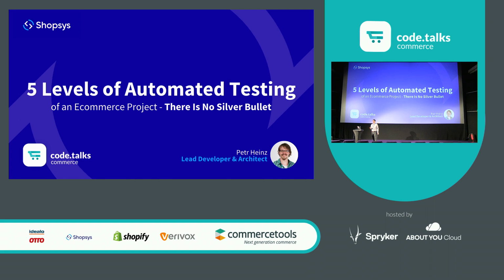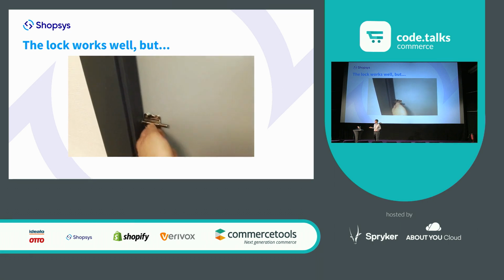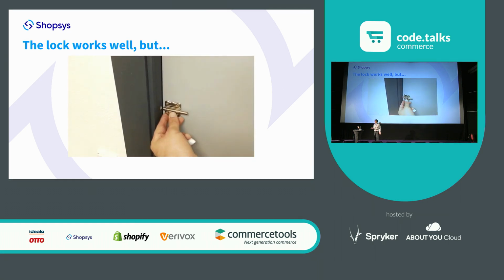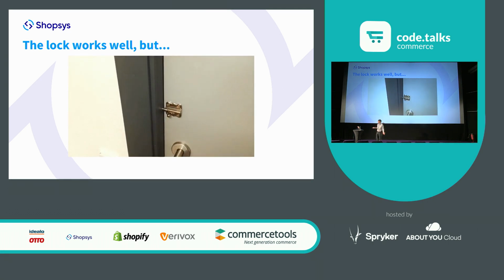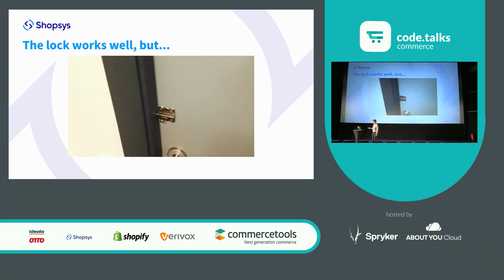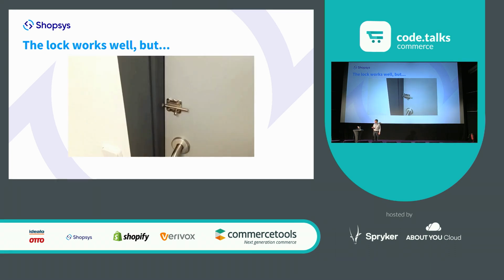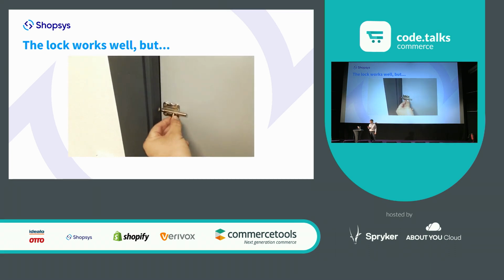What I want to talk about is different approaches to testing, because even when you test something correctly, it might not work. So as you can see, this lock, for example, works really well. It locks, but it's on a sliding door. So this might not be really the best use case for it.